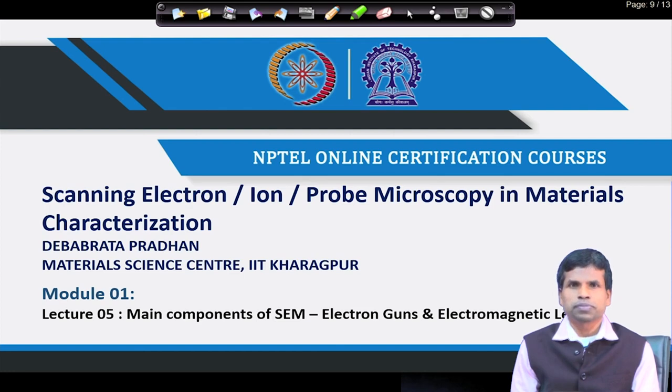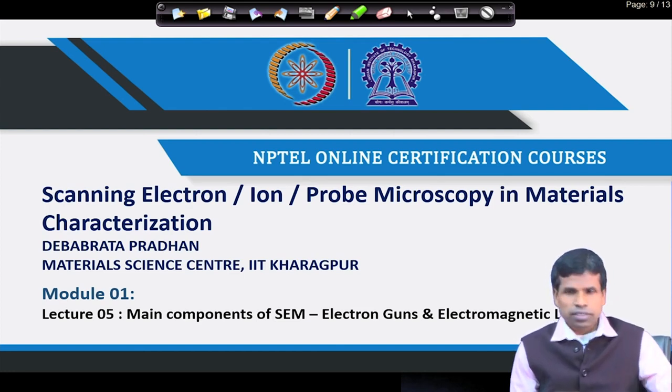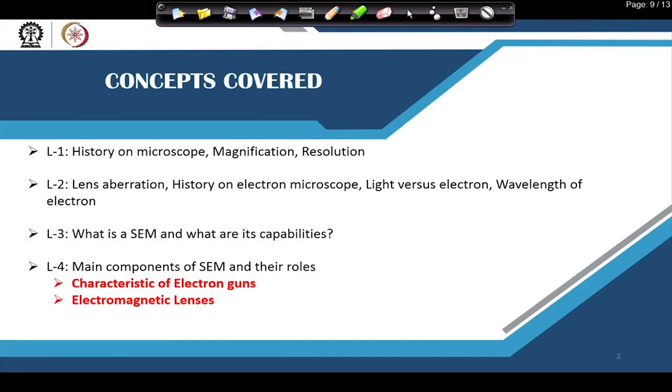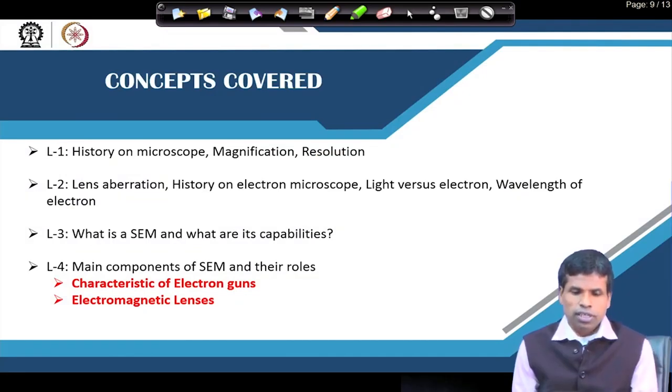Hello, welcome. In our last class, we discussed the different types of electron guns used in the scanning electron microscope. There are four different types: tungsten filament thermionic gun, lanthanum hexaboride thermionic gun, cold field emission gun, and Schottky emission gun. We discussed these four electron guns and how they function.